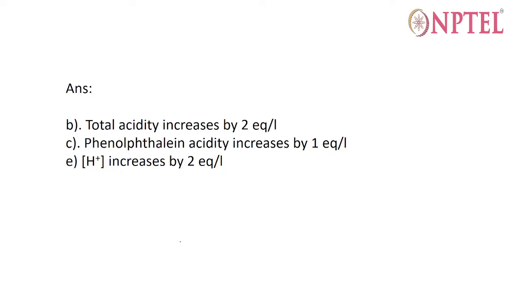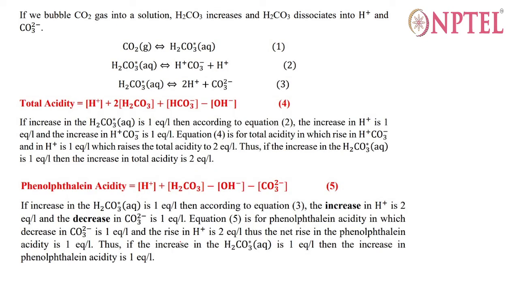Let's go for the answers. So the correct answers will be B, C, and E. You can see the total acidity increases by 2 equivalent per liter, phenolphthalein acidity increases by 1 equivalent per liter, and H plus increases by 2 equivalent per liter. So we will see how to solve this.